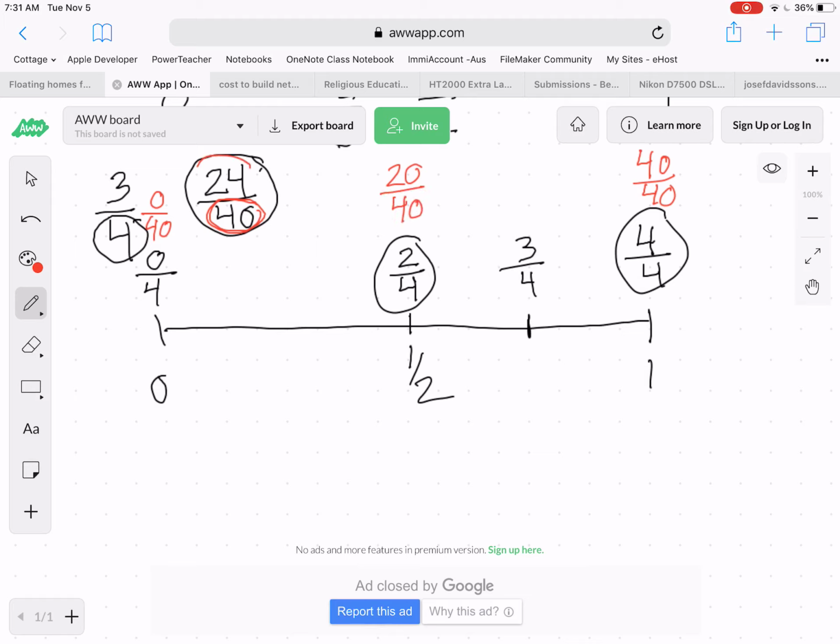So where would 24/40 fit? Well, to be a little more exact, you could say to your child, this is 20, this is 40. What's halfway between those? Well, that's 30 out of 40. So 20, and what's halfway between 20 and 30? Well, that's 25 out of 40. So 24 would be really close to the 25. So we can put it here, 24 out of 40.